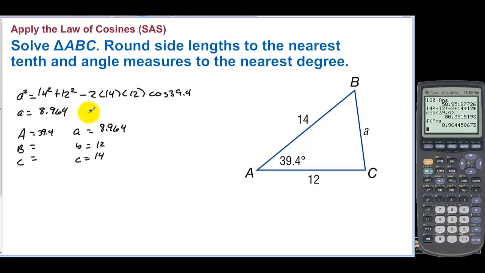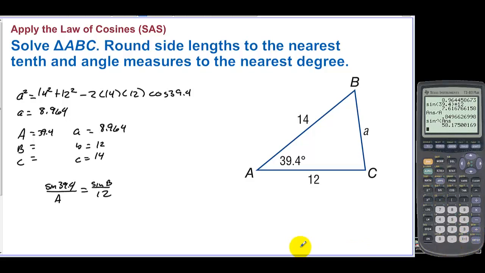Now that we've found this answer right here, I'm going to store this. Let's store this in letter A, so alpha A. That's side A. Now we have sine of 39.4 over what I put in A in the calculator is equal to the sine of B over 12. We have sine of 39.4 times 12, and then we're going to divide that by alpha A. Now that's the value of sine of B, so we take inverse sine of the answer.